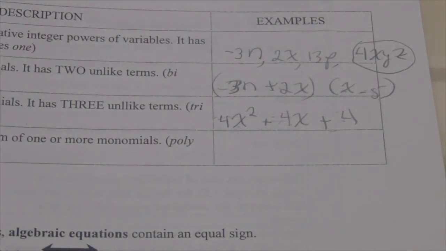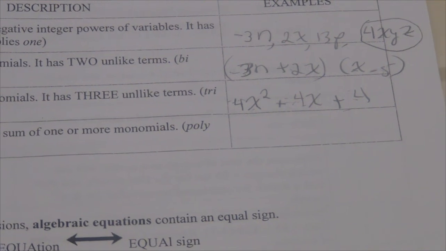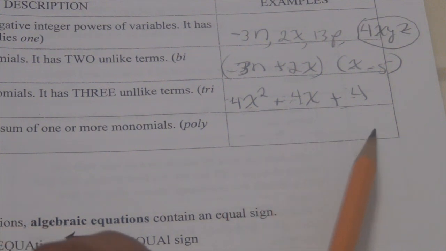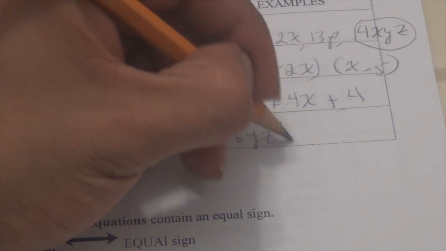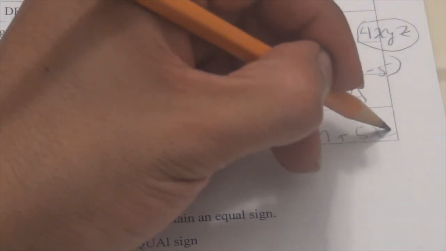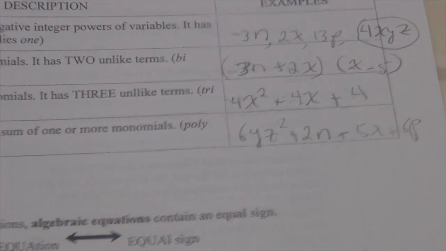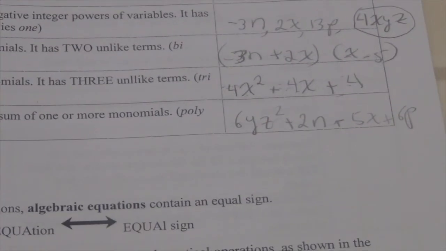Okay. And a polynomial is anything that has more terms than a monomial. So for example, a polynomial could be a binomial, it could be a trinomial, or it could be an expression that has odd terms, like for example 6y x to the second plus 2n plus 5x plus 6p, and so on and so forth. That's what a polynomial is. See that? Okay, cool then. Is there anything else to this? Well, let's see.